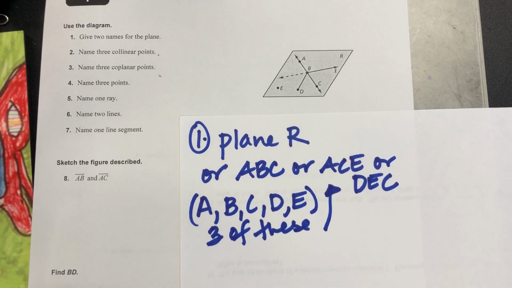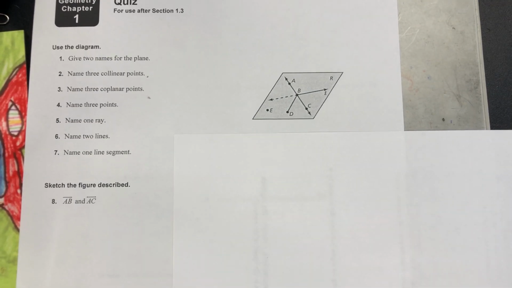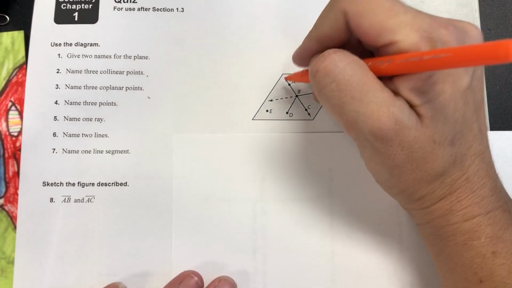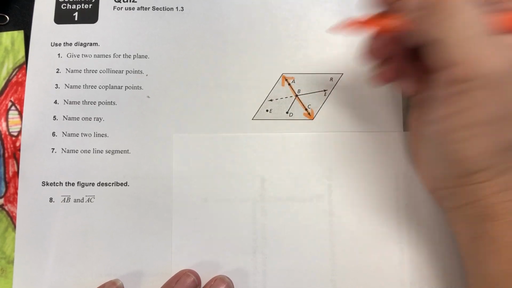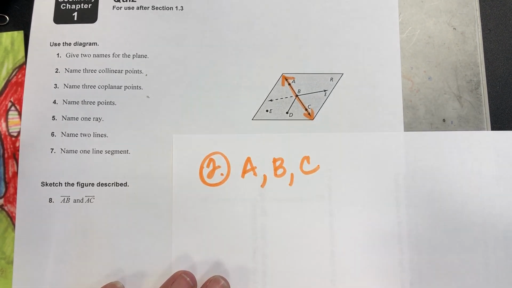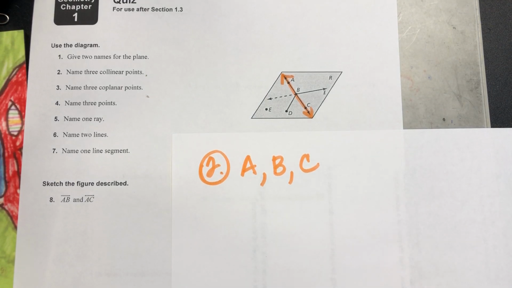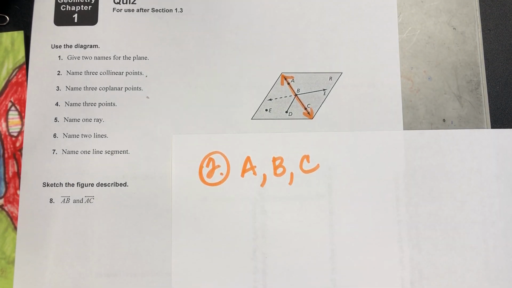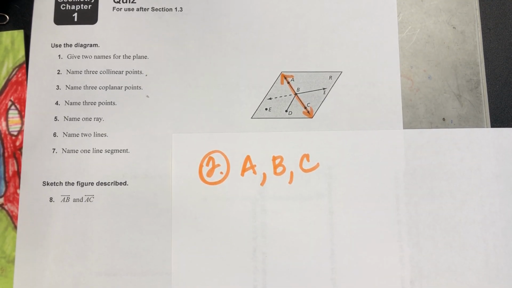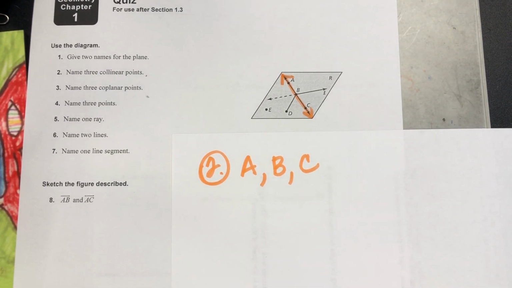Second one, name 3 collinear points. When I go and try to line up collinear points here, I'm going to grab the one line that I see 3 points on. It's this one right here. So for number 2, A, comma, B, comma, C. People were like, you marked it wrong because I didn't put commas? Yeah, because it's talking about me giving 3 points, and if I just put it as A, B, C, that's how we name a plane. So when you're asked for points, you're separating them with commas. 3 points together makes me think it's a plane name.